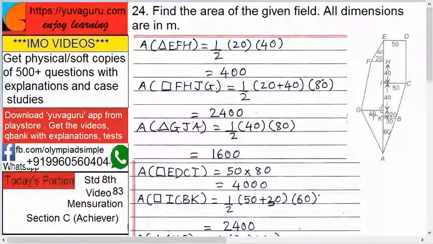Okay, next, area of GJA, again a triangle, 40, and what is it? 60 and 20, 80, right? This is 60, this is 20. So half into 40 into 20, that is 1600. Okay, GJA gone. Next, area of quadrilateral EDCI.